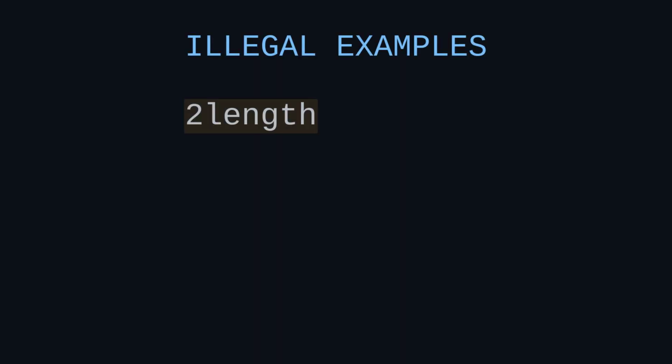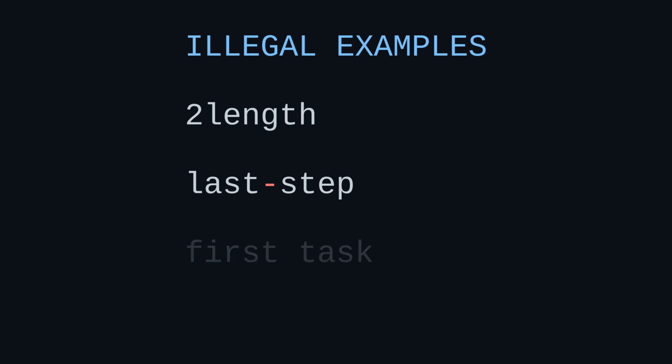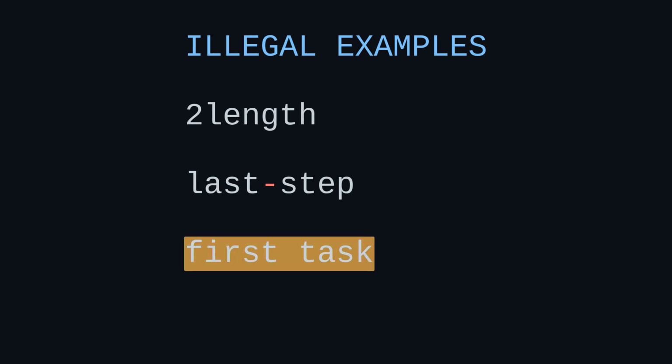Now, let's look at some illegal examples. 2Length is not valid because variable names in Go cannot start with a number. Another illegal example is last-step. Variable names in Go cannot contain dashes, only letters, numbers, and underscores are allowed. Lastly, first task with a space is not valid because spaces are not allowed in variable names. Always use underscores or capital case for multi-word names.